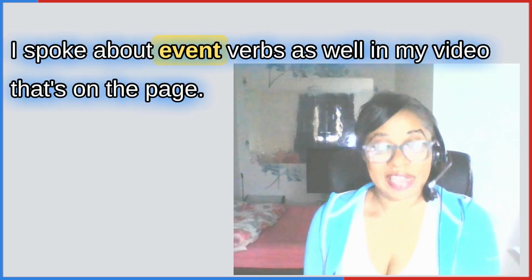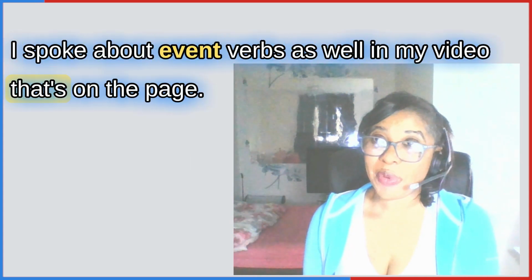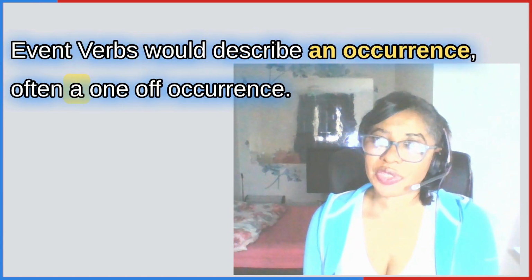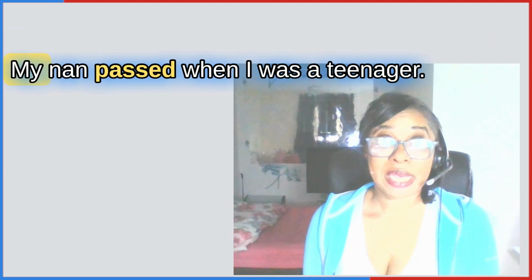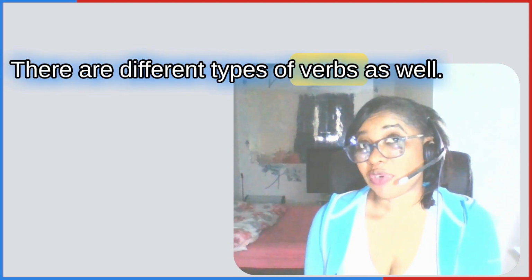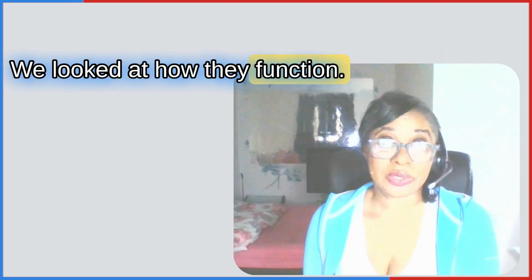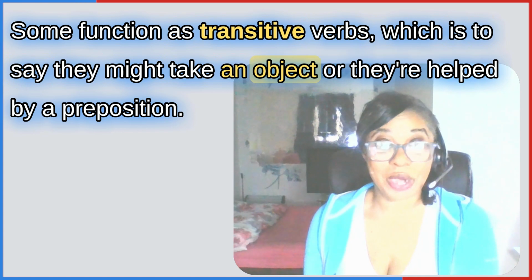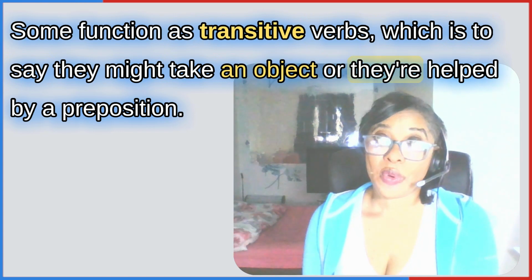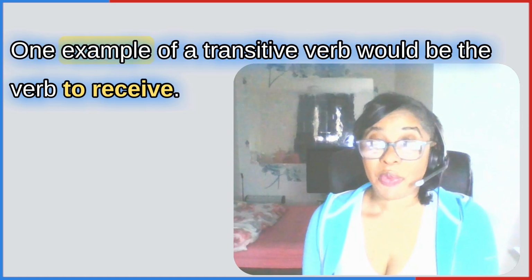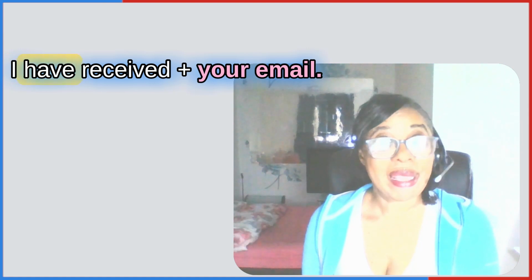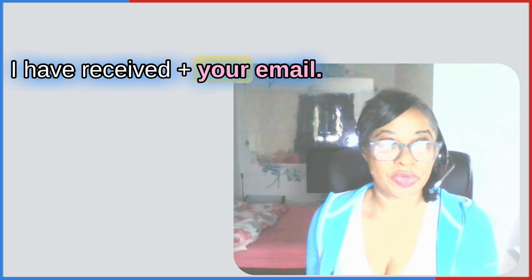I spoke about event verbs as well in my video that's on the page. Event verbs would describe an occurrence, often a one-off occurrence. My nan passed when I was a teenager. The different types of verbs as well, we looked at how they function. Some function as transitive verbs, which is to say they might take an object, or they're helped by a preposition. One example of a transitive verb will be the verb to receive. I have received your email.